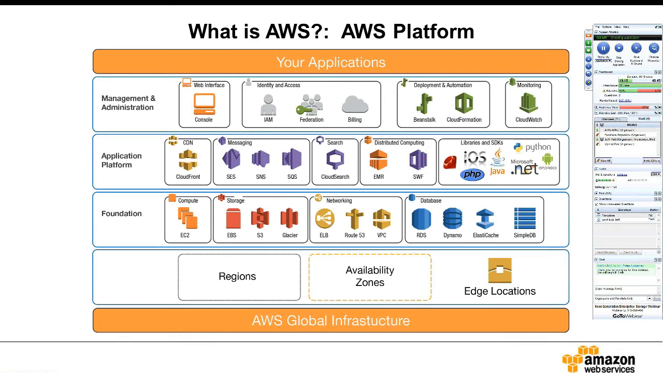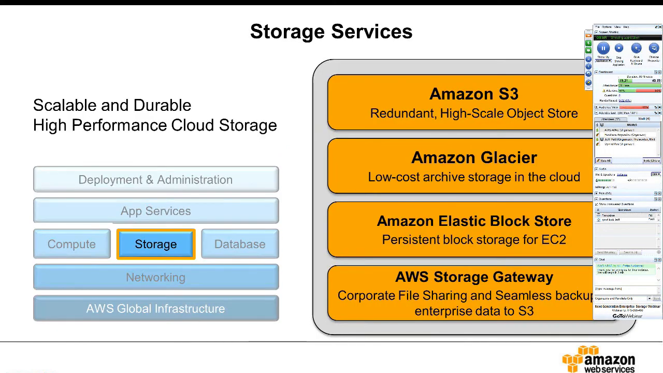The key things I wanted to talk about today are within the storage foundation services, most particularly S3 and Glacier, just to give you an idea of where this fits within the overall AWS offerings. The storage services, as I said, Amazon S3 is a redundant high-scale object store. Obviously, we've also got Amazon Glacier, a low-cost archive storage in the cloud. And while I'll talk about Storage Gateway, I'll skip over Elastic Block Store for today's presentation.